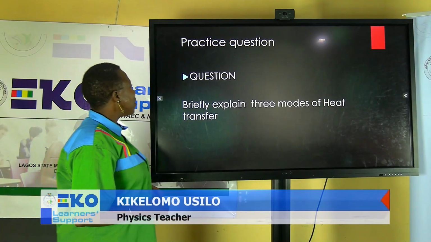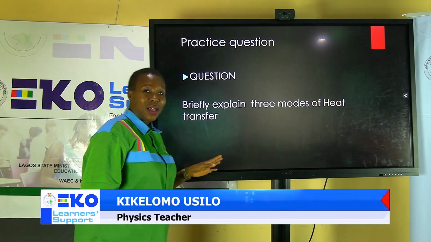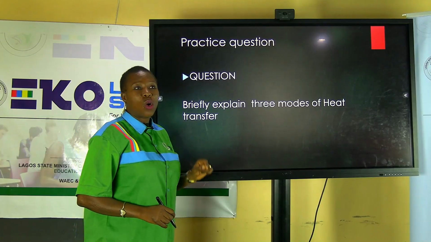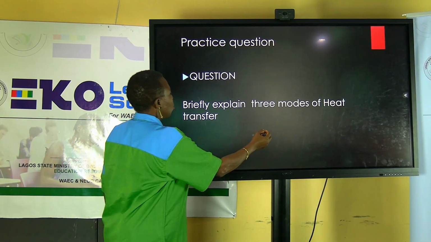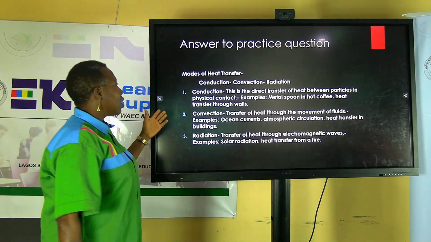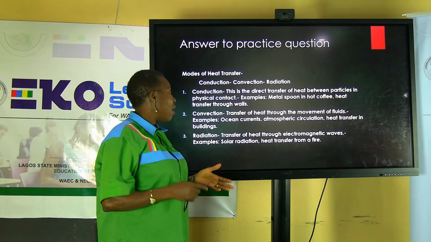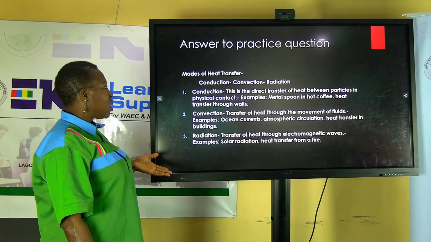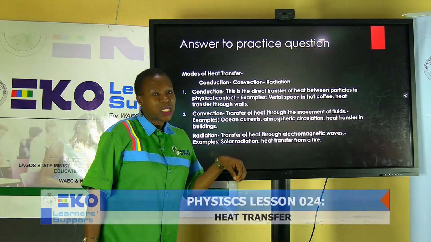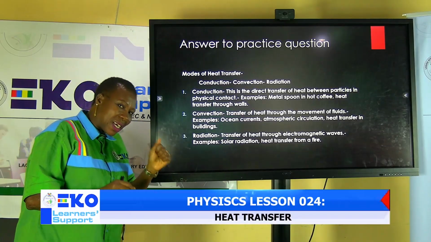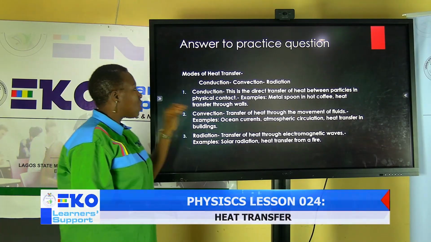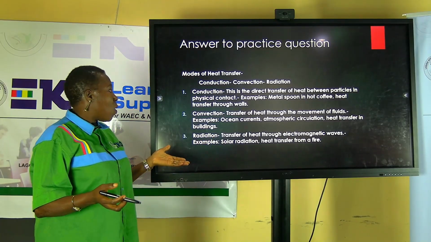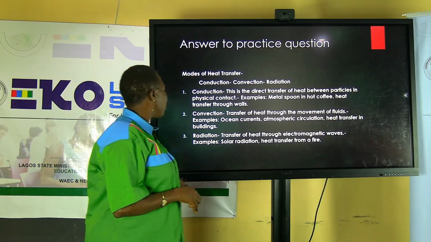Welcome back. So I believe from the class we had today, you as a student will explain the 3 modes of heat transfer as follows. The 3 modes of heat transfer are conduction, convection, and radiation. Conduction, we said, is the direct transfer of heat between particles in physical contact. That is the key word there, physical contact. And an example is a metal spoon in a hot cup of coffee, or heat transfer through the walls.